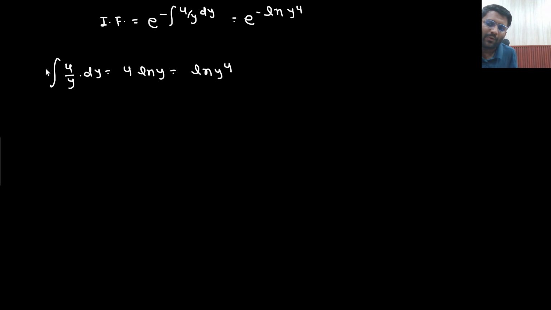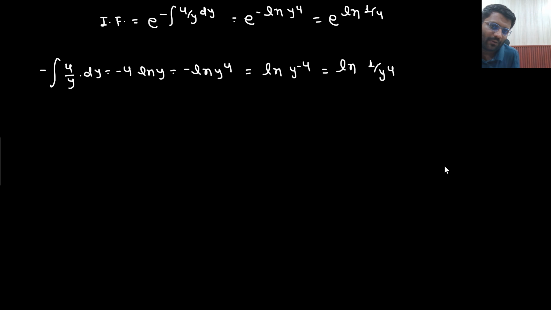Now I hope you know if there was this negative sign, then this negative sign can go upward. So it could be written as ln y to the power minus 4, or it could be written as ln 1 by y to the power 4. So it could be written as e to the power ln 1 by y to the power 4. And e and ln will get cancelled out. What is the answer? 1 by y to the power 4.